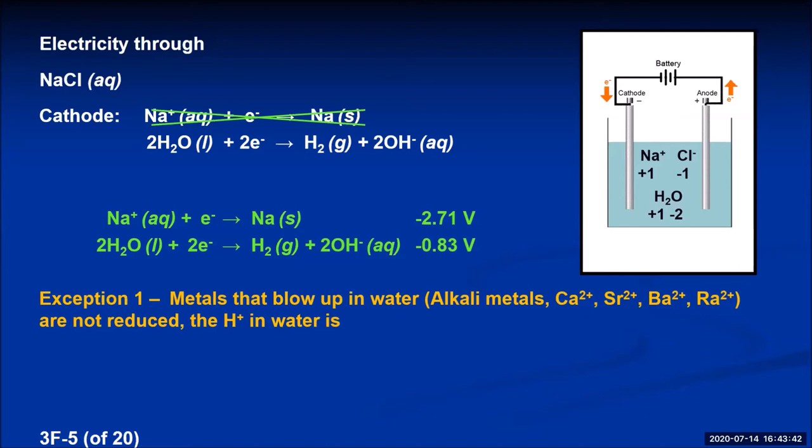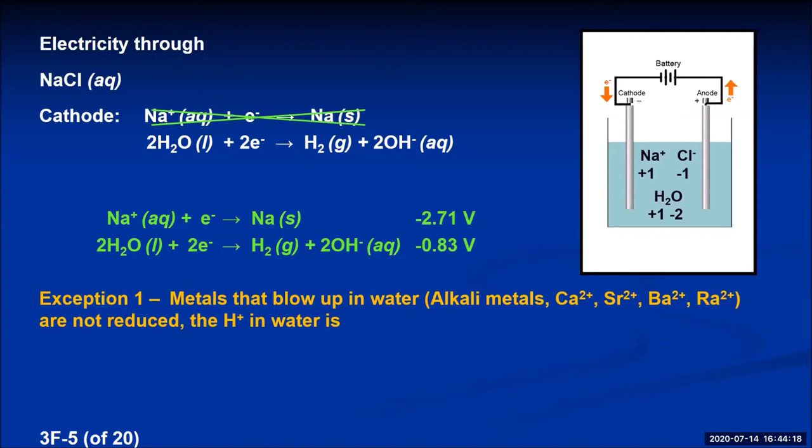And so that's going to be the only exception to when the reduction that's going to occur is not going to be the metal ion in the dissolved substance. It's going to be the hydrogen in water. So the exception you'll need to know for electrolytic cells is that metals that you know would blow up in water, and what metals are so reactive they blow up in water? The alkali metals, lithium, sodium, potassium, rubidium, right, first column. Or calcium, strontium, barium, and radium from the second column, those guys are not reduced. It's the hydrogen and water that will be reduced instead.